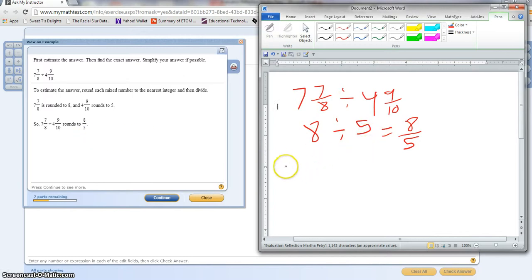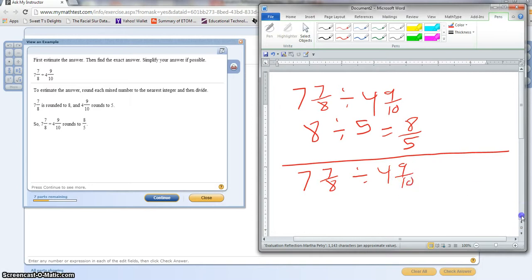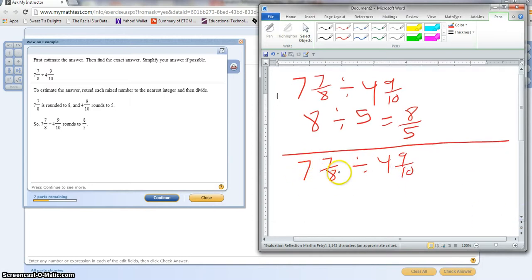Now we want to get to the exact answer. I'm going to just draw a little line here. We're going to take 7 and 7/8 divided by 4 and 9/10. So now, what we need to do here is change this mixed number to an improper fraction. We know we would keep our denominator the same as 8, but to get our numerator, we'll take 7 times 8 is 56, plus 7 will give us 63, divided by 4 and 9/10. Our denominator stays at tenths, so we'll take this whole number, 4 times 10 is 40, and add the numerator, which will give us 49.